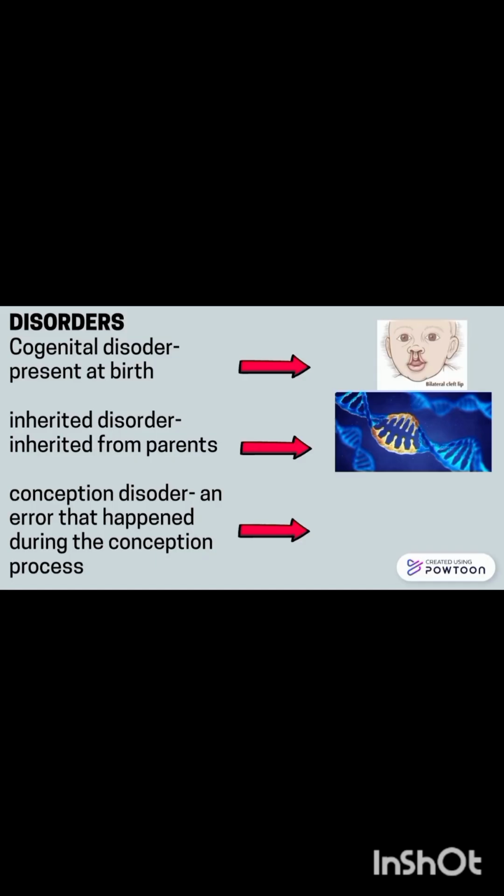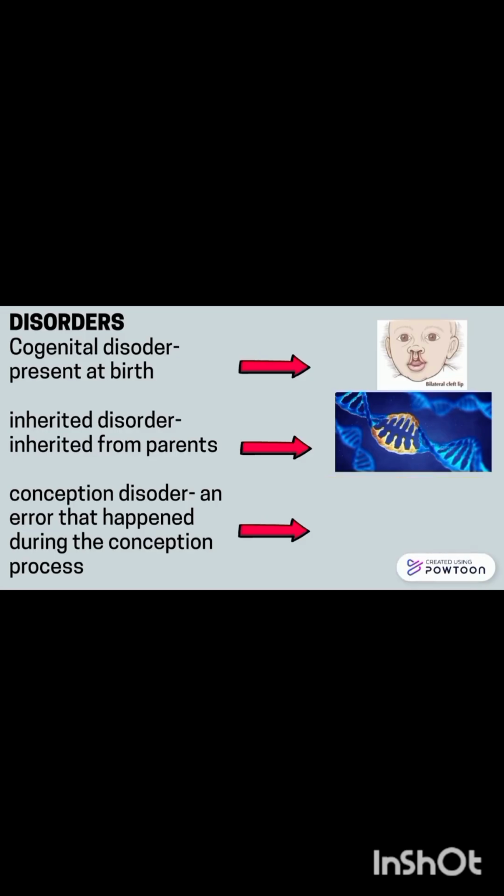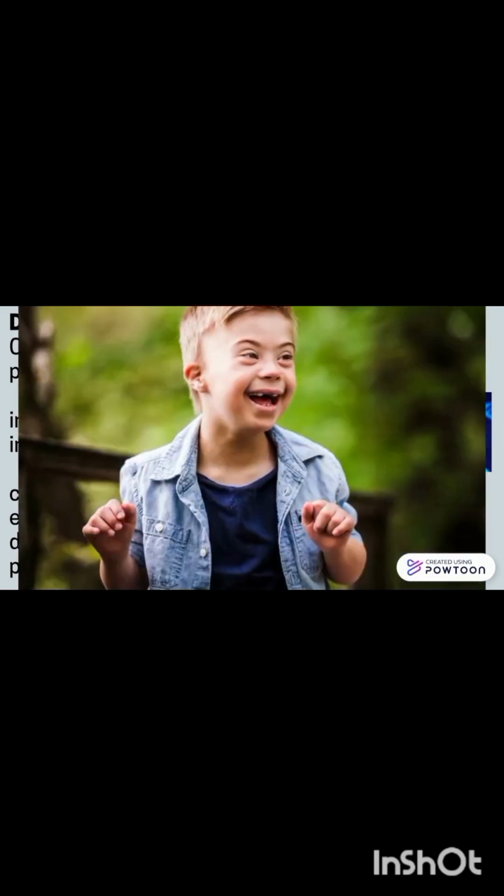Second, we have the inherited disorder, which is inherited from both or one parent, such as hyperactivity disorder or major depression. These disorders have a strong inherited basis. The environmental factors can provide a fertile ground for these disorders to develop. Third, we have the conception disorder, which results from an error that happens during the conception process. No inherited factors are involved, and it could happen to anyone. An example is Down syndrome, which is characterized by typical physical features and usually a low intellectual ability.